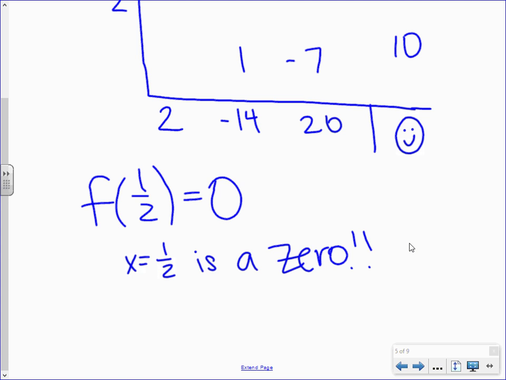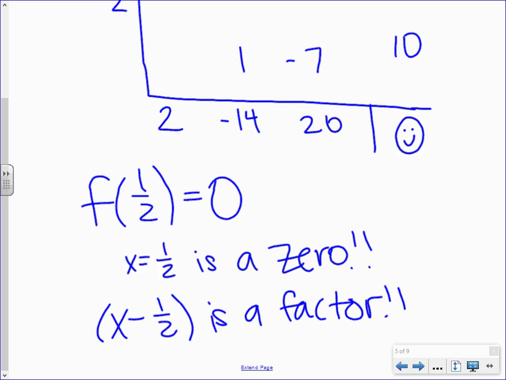And if we know a 0, what else do we know? Jackson? We know a factor. Remember Friday I gave you 0 factors? If 1/2 is a 0, what would be our factor? Okay, which is our next theorem.